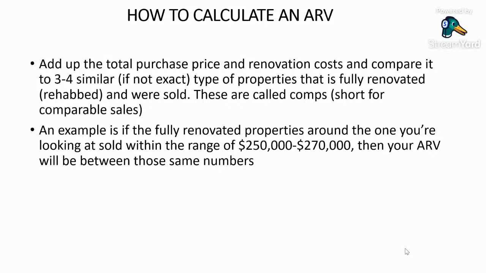So the first point says what? Add up the total purchase price and renovation costs and compare it to 3 to 4 similar properties that are fully renovated. It has to be, if not exact, very, very similar. The only difference you can maybe slide here and there is square footage, but it can't even be by hundreds. It has to be something real low, like 10 or 20, so it's not a crucially different type or size of property. So reading on, it says, and were sold.